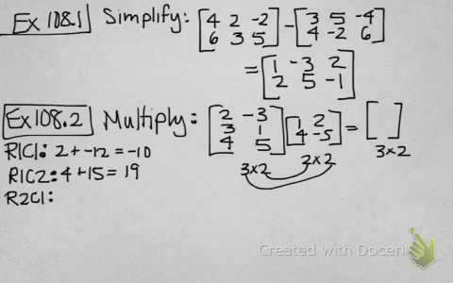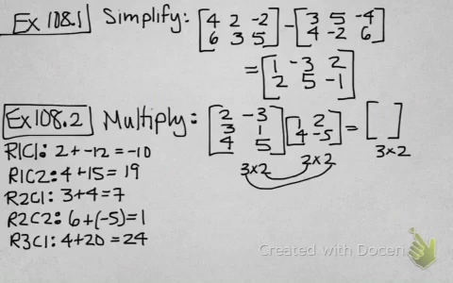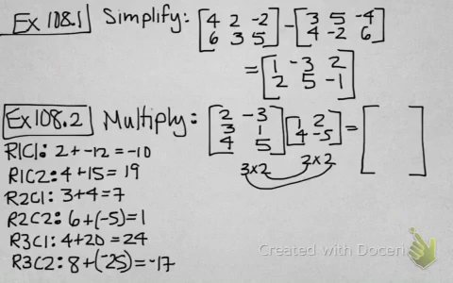Row 2, column 1, 3 times 1 plus 4 times 1 gives us 7. Row 2, column 2 is going to be 3 times 2 and 1 times negative 5. So that gives me 1. Third row, first column, is going to be 4 times 1 and 5 times 4. So we get 4 plus 20, which is 24. And row 3, column 2, 4 times 2 plus 5 times negative 5. 8 plus negative 25 is negative 17.